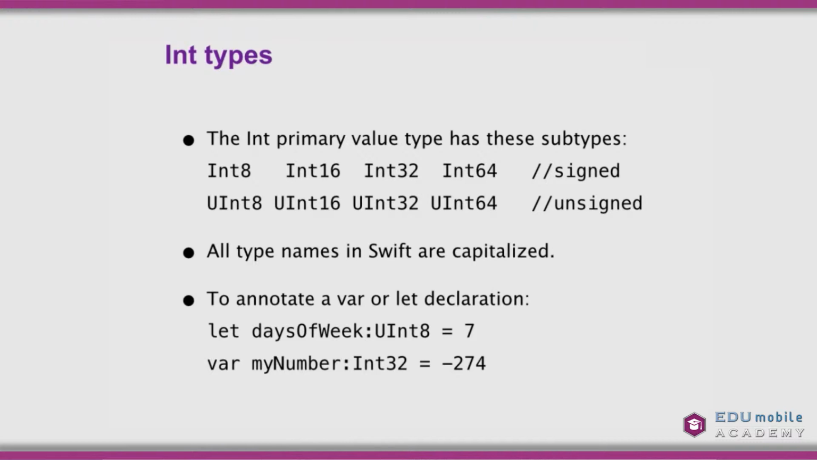So to annotate a var or a let declaration, we use a colon followed by the type. So here, days of week assigned to 7 is an unsigned 8-bit integer, whereas my number is a signed 32-bit integer. Now, we probably wouldn't use a signed 32-bit integer to store negative 274. A signed 16-bit integer would be fine, but a signed 8-bit integer would not, because all we have is negative 128.